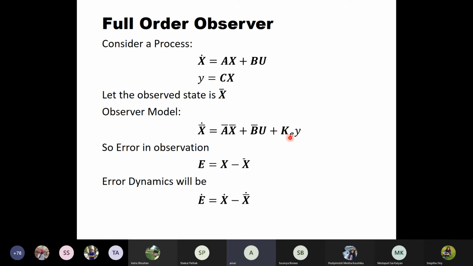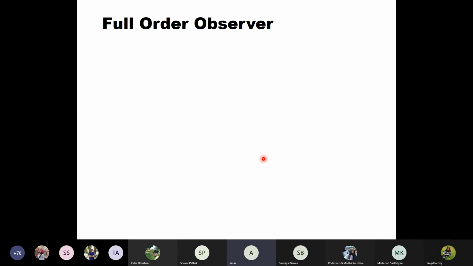If I do not take this feedback, this will become an open loop observer, and then x bar will be x only when A bar is equal to A and B bar is equal to B. So if there is any estimation error in A and B, for example for a nonlinear process, if you linearize and get A and B, then obviously A and B and A bar and B bar will not be the same. So I have to have a Ke, which is a tuning parameter, the observer gain, which ensures that x is equal to x bar. I hope this is clear to you.